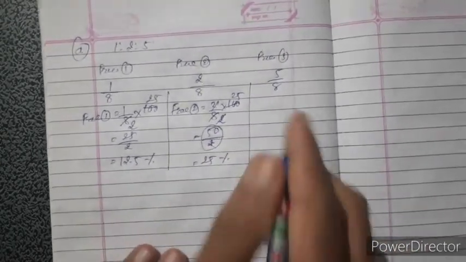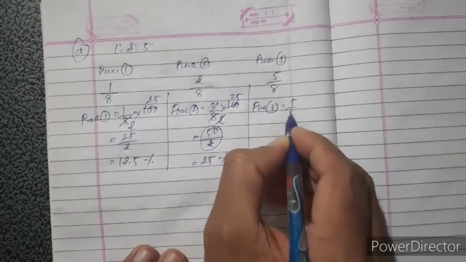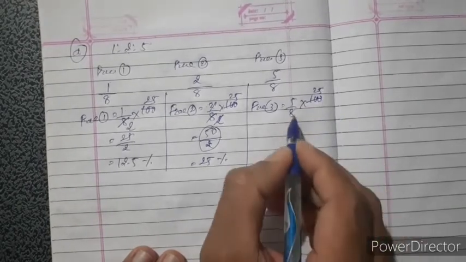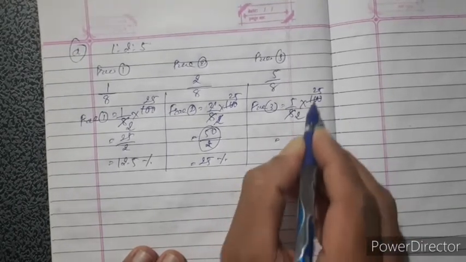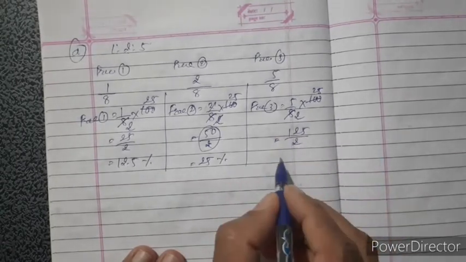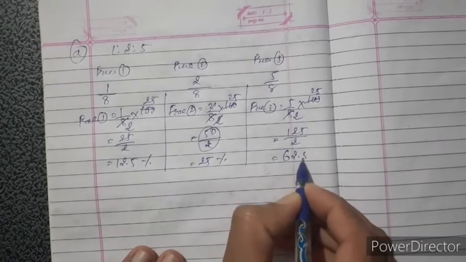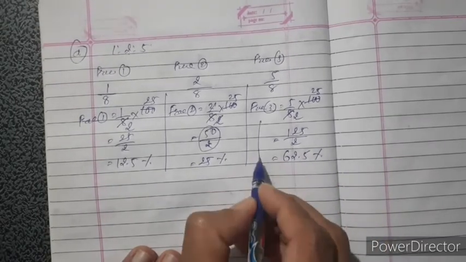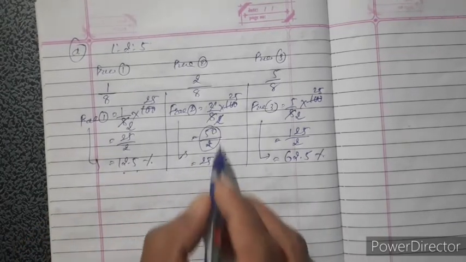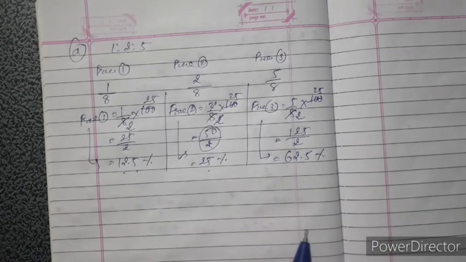Okay, and fraction 3 equal to 5 upon 8 into 100. So 25 4s are 100 and 2 4s are 8. Now 25 5s are 125 divided by 2 equal to, that is 6 2s are 12 and 2 2s are 4, so 62.5 percentage. Okay, so percentage of first one is 12.5, second one is 25, and third one is 62.5 percentage.